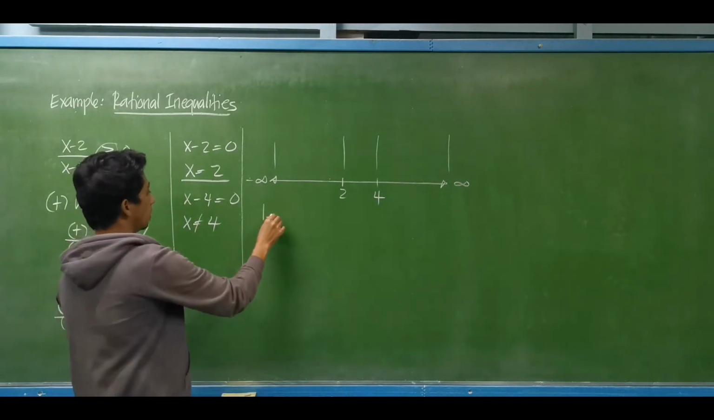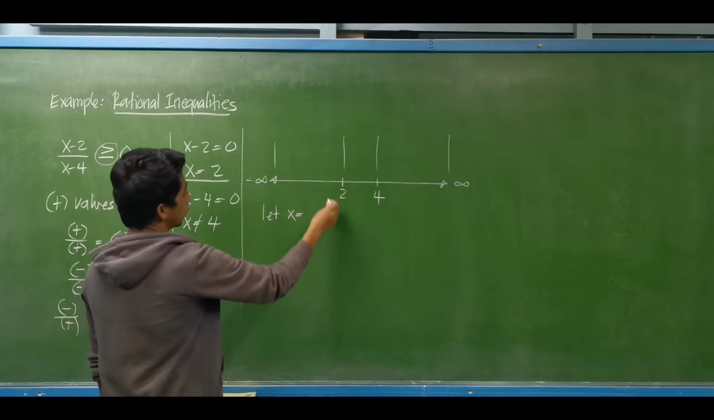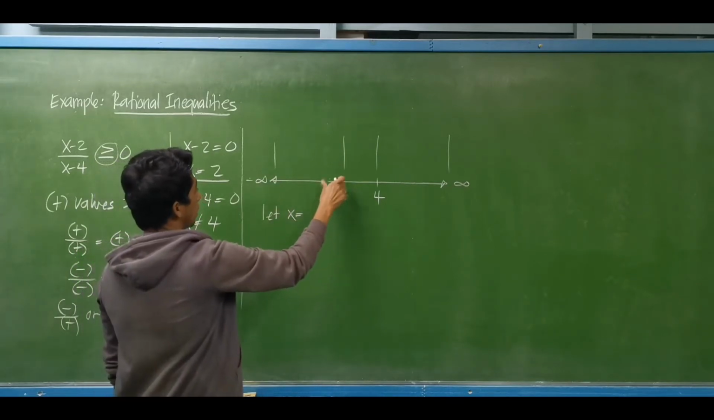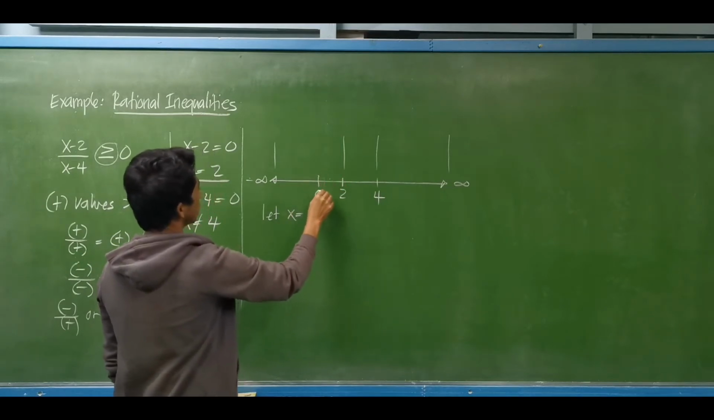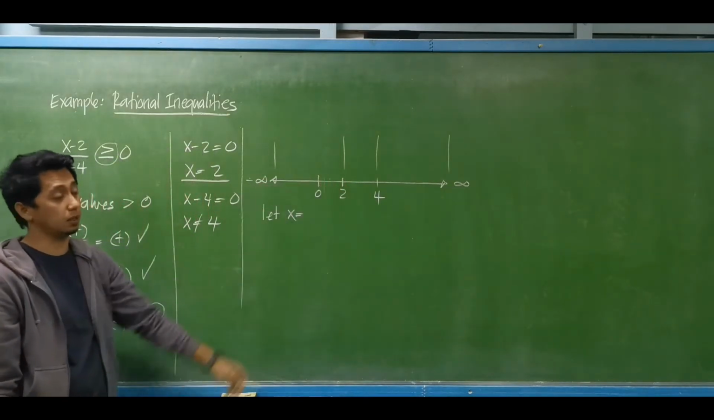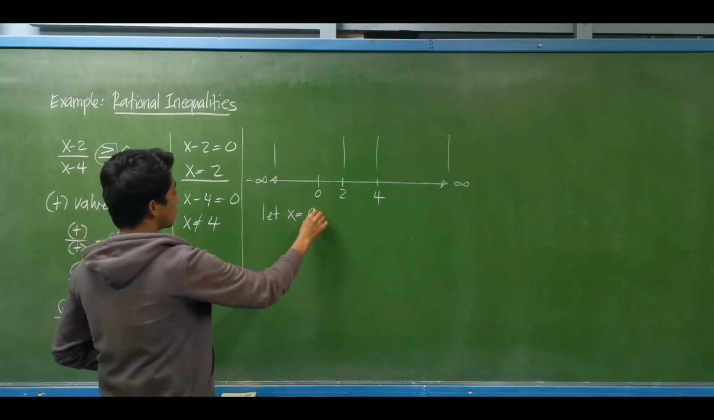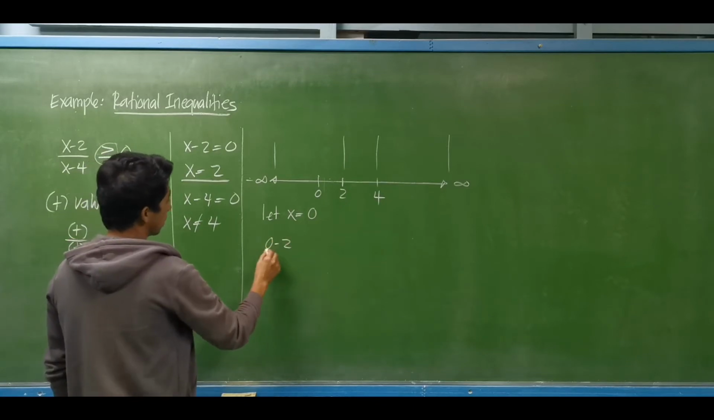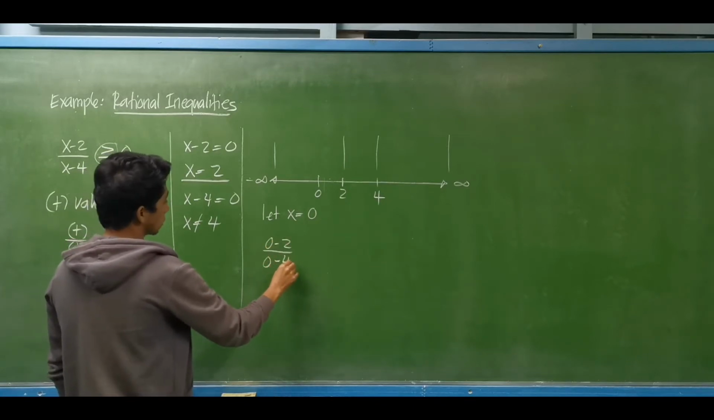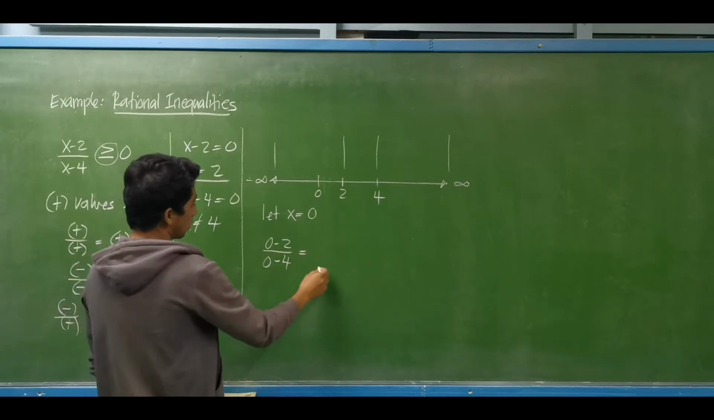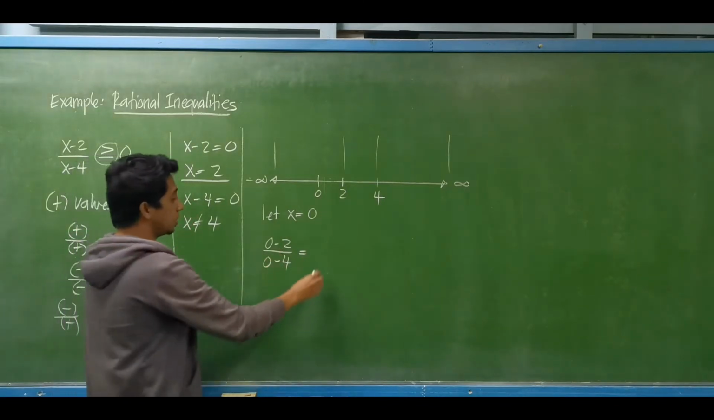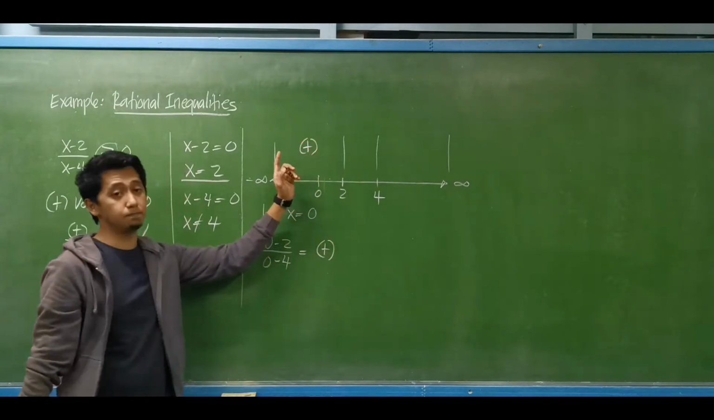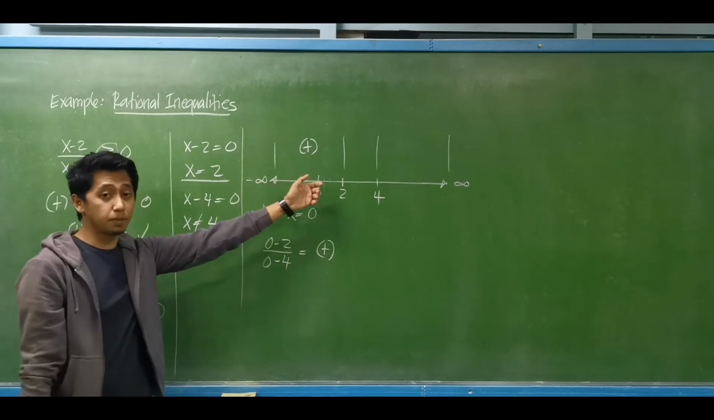Let's consider a value between negative infinity and positive 2. We may use 0, since 0 is between negative infinity and 2. If x = 0, from this quotient we have (0 - 2)/(0 - 4). This gives us a quotient of -2 over -4, which is a positive quotient. So this interval gives positive values.